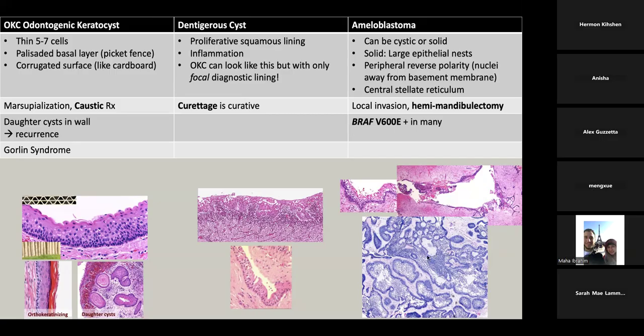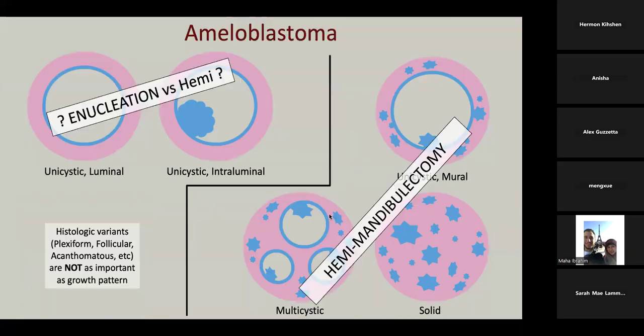The solid ones are generally easier to diagnose with reverse polarity, central stellate reticulum. Reverse polarity, meaning the nuclei are not oriented at the basement membrane. They're oriented away from the basement membrane, so there's a little bit of a lifting off of the nuclei. The cystic ameloblastomas can be hard to diagnose because the epithelium can be very nondescript. However, BRAF V600E positivity can help in the diagnosis, as very many of these are BRAF positive.